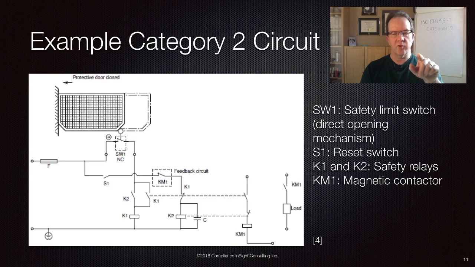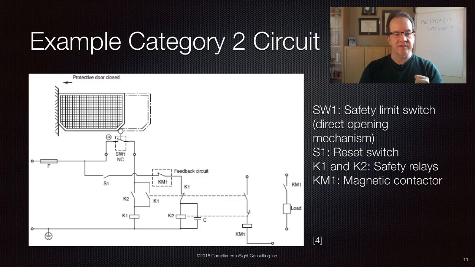You can see the little circle with the arrow next to SW1 there. That tells you it's a direct drive device. That means that when we open the guard, the motion of opening the guard is positively mechanically coupled to the interlocking device, which will drive the contacts apart, and that will result in the switch opening even if the contacts weld. Okay. S1 is the start button or the start switch for the circuit.